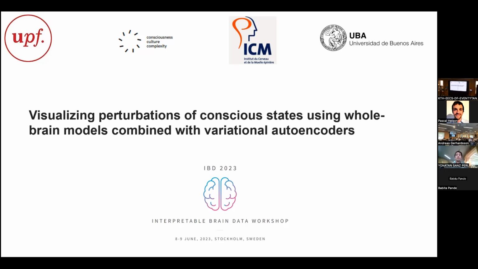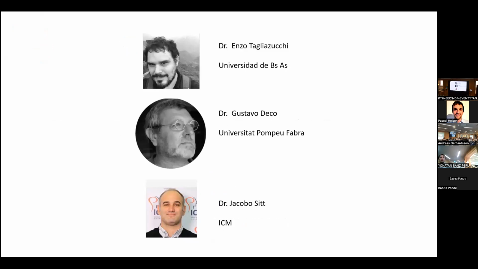So yes, I will present a work that we have done working with Gus, who has already presented the work of his side. The talk is called Visualizing Perturbation of Consciousness State using Whole Brain Model combined with variational autoencoder. This is a work that we have been doing together with Enzo in University of Buenos Aires, with Gustavo in Pompeu Fabra, and with Jaco Sid in Paris Brain Institute. So basically, I will revisit some ideas and similar approaches that Gustavo presented before, but I will try to explain in more detail how it works, some parts of the models and so on.